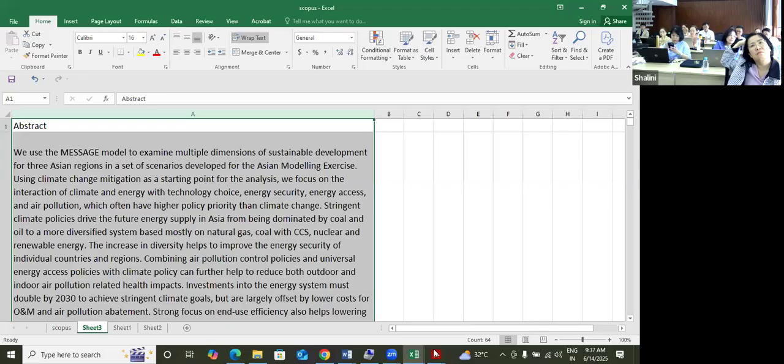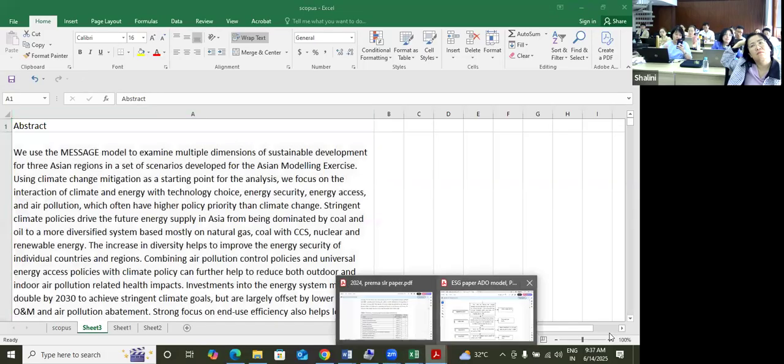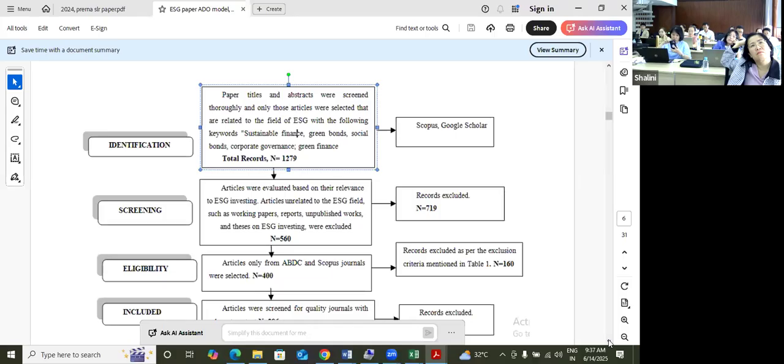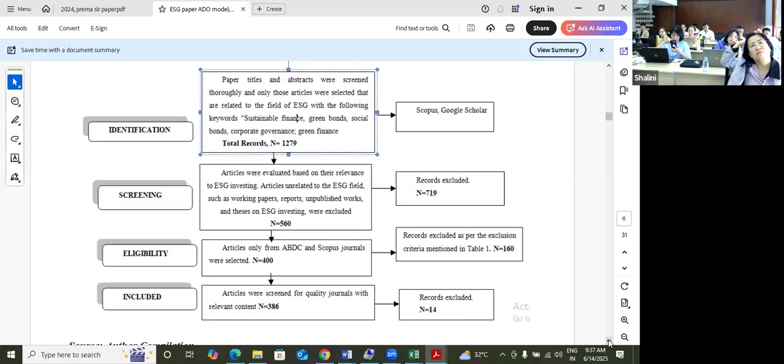this is what the PRISMA framework is. Articles were screened for quality journals with relevant content. And now we have got 386 documents. So this is about the PRISMA framework. Is it clear to all?